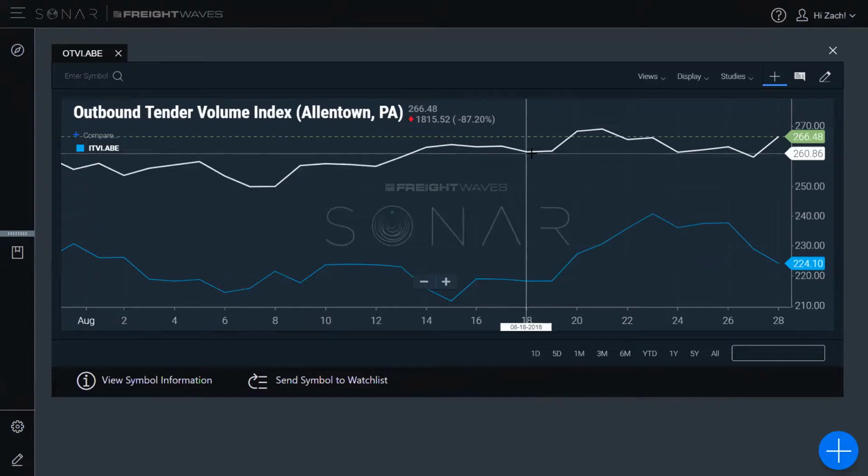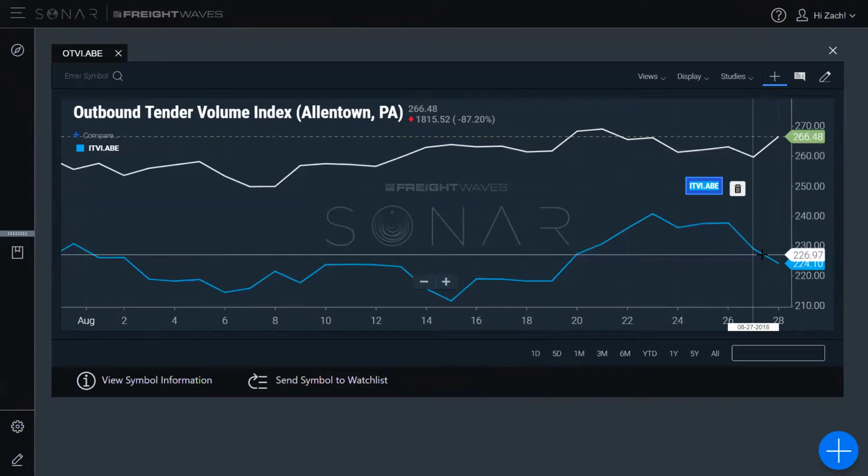And what that's going to do is be the difference between the outbound tender volume and the inbound tender volume. Basically, when the inbound is higher than the outbound, that means you're going to potentially have more trucks in the market available than there is freight available. And when the outbound is higher than the inbound, that means there's a huge demand. There's probably a demand for freight that's going to happen.